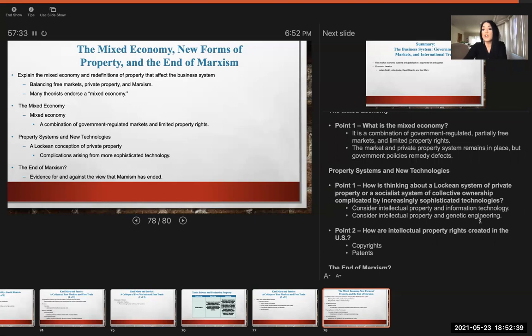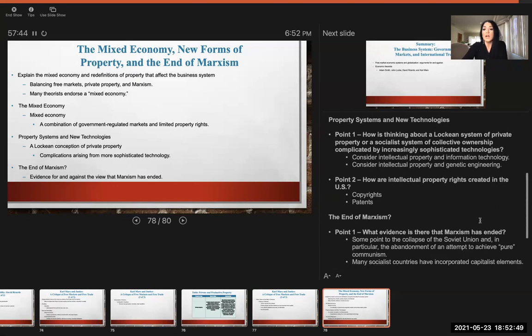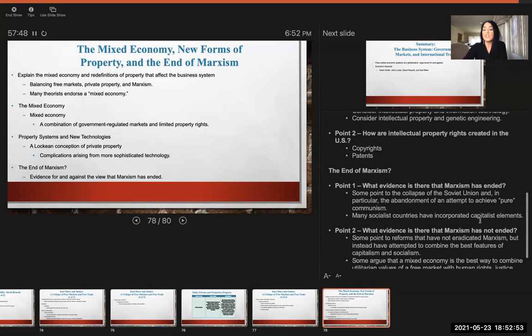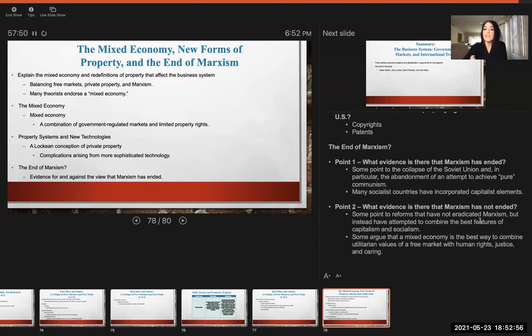Well, it's a combination of government regulated, partially free markets and limited property rights. The market and private property system remain in place, but government policies remain as well. We look at intellectual property rights and copyrights and patents. We look at engineering aspects. Now, is it the end of Marxism?